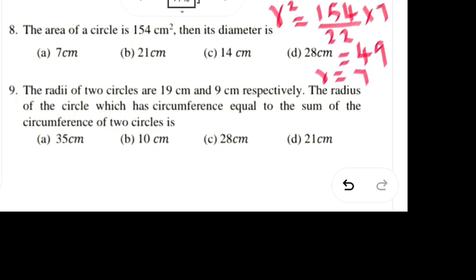So the radius is 7. But what is the question? The diameter. If the radius is 7, what is the diameter? 2 into 7. 2 into 7 meaning it is equal to 14 centimeter. Okay.